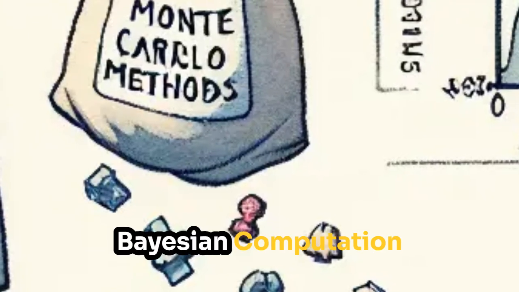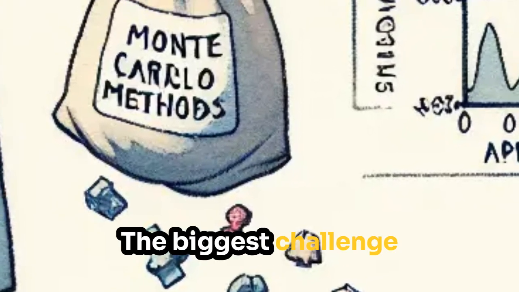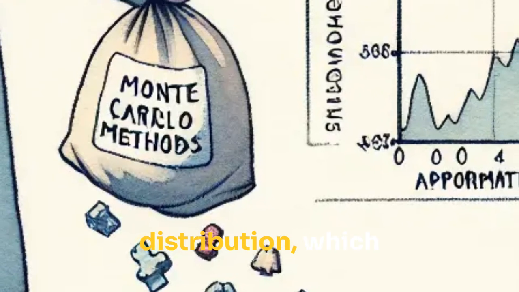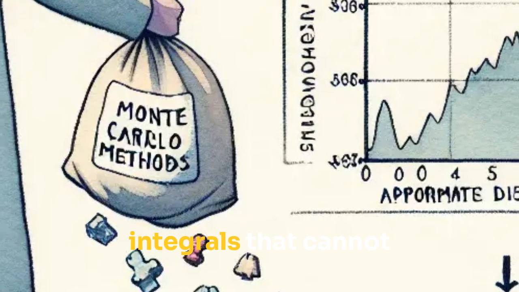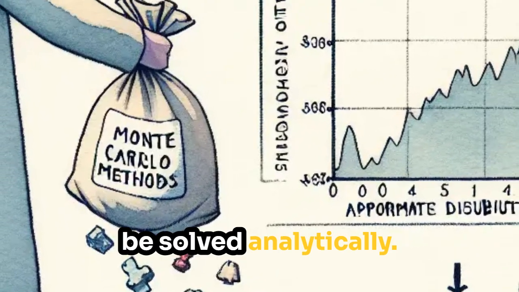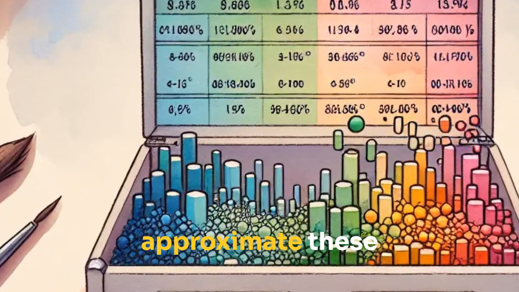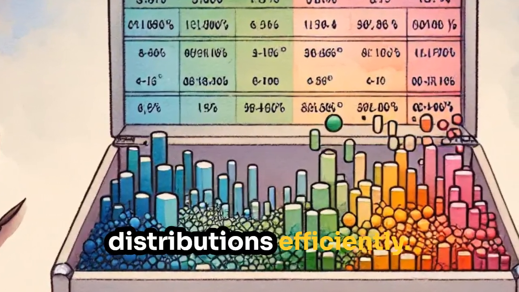Challenges in Bayesian computation. The biggest challenge in Bayesian inference is computing the posterior distribution, which often involves complex integrals that cannot be solved analytically. Monte Carlo methods provide a way to approximate these distributions efficiently.